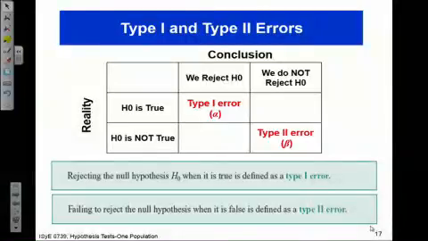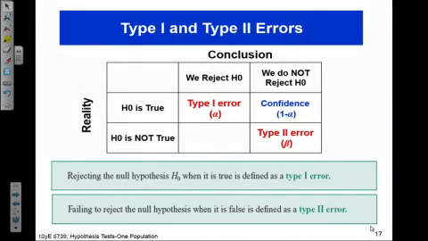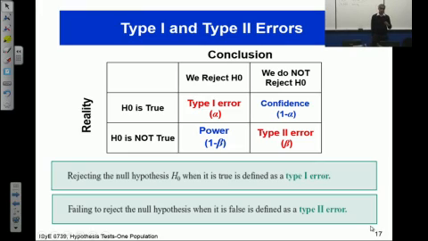Then we have 1 minus alpha, which is the confidence. H null is true, and we do not reject it. This is a correct decision. It's not an error. And the last one is H null is not true, and we reject it. This is called power, or 1 minus beta. Any questions about alpha, beta, 1 minus alpha, 1 minus beta? No questions? Okay.